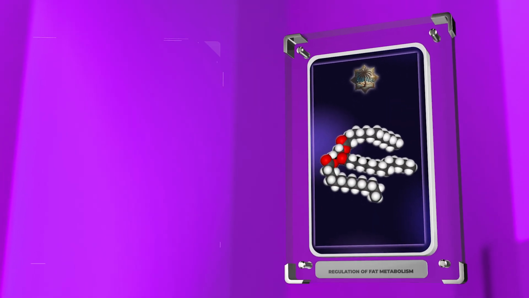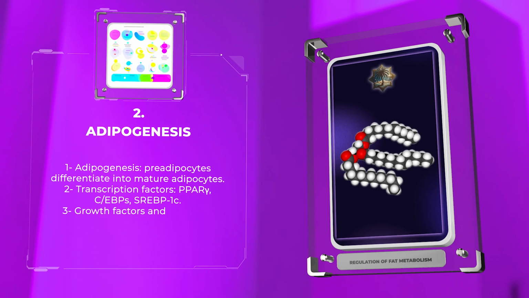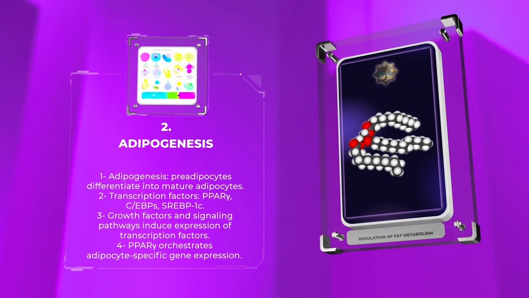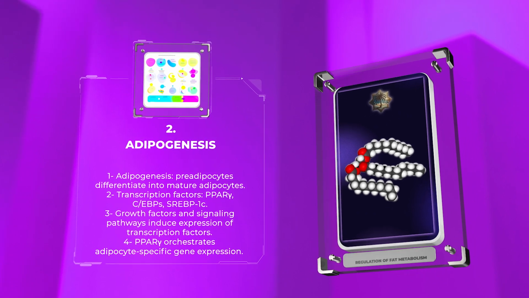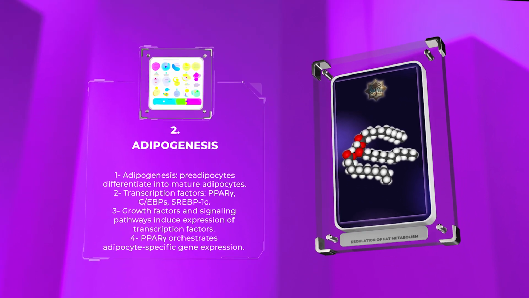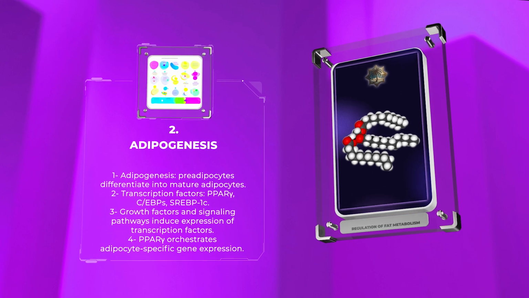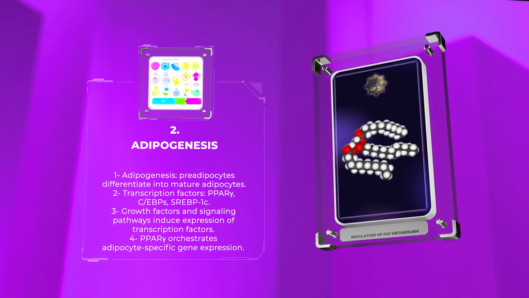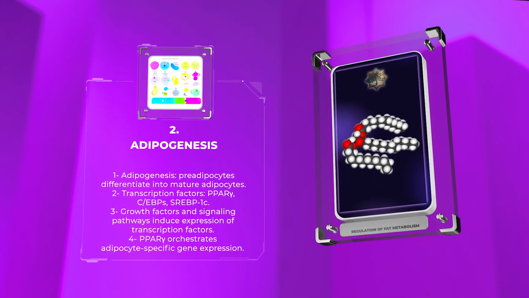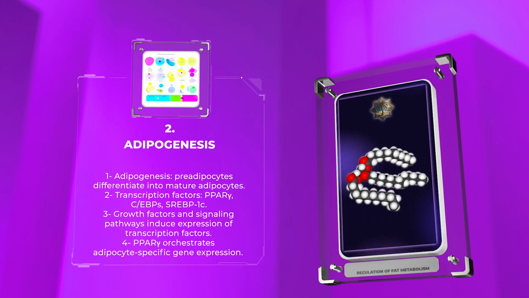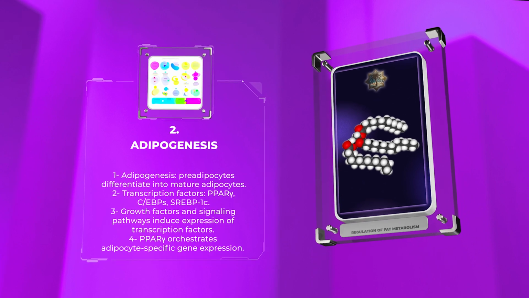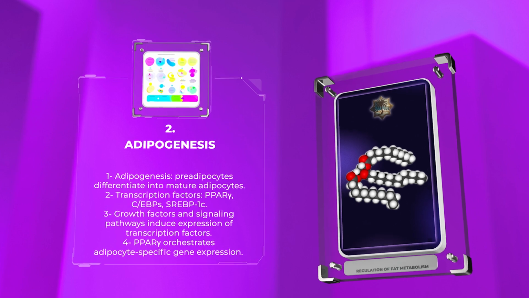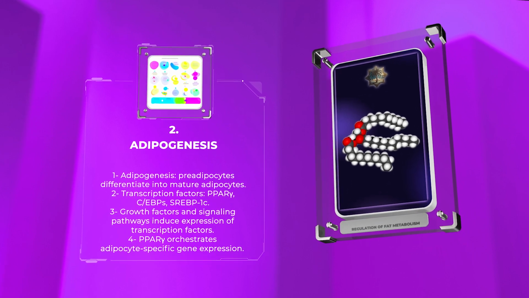Adipogenesis is the process by which preadipocytes, undifferentiated cells present in adipose tissue, differentiate into mature adipocytes. This intricate process involves a complex network of transcription factors such as peroxisome proliferator-activated receptor gamma, PPAR gamma, CCAAT/enhancer binding proteins, C/EBP alpha, beta, and delta, and sterol regulatory element binding protein 1C, SREBP1C. During adipogenesis, various growth factors and signaling pathways induce the expression of these transcription factors.